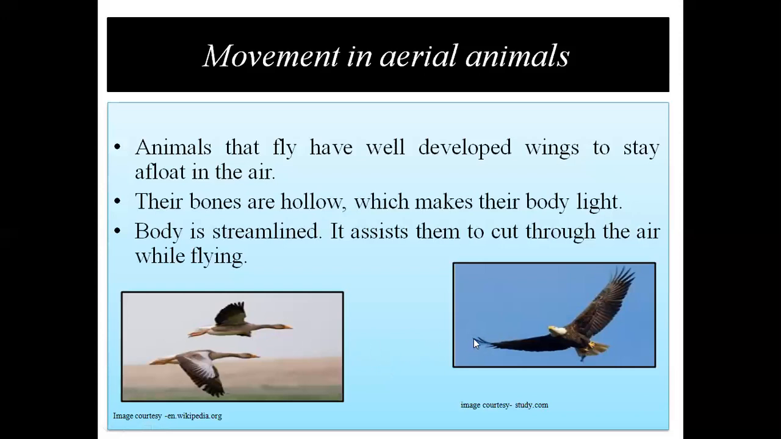You can see in these pictures. The body is streamlined, same as in water animals. It assists them to cut through the air while flying. So they come across the force by the wind. So to cut off the force of the wind, the streamlined body will help them to cut the air while flying. So these are the adaptations in aerial animals. They have well-developed wings, the bones are hollow, and they have a streamlined body.